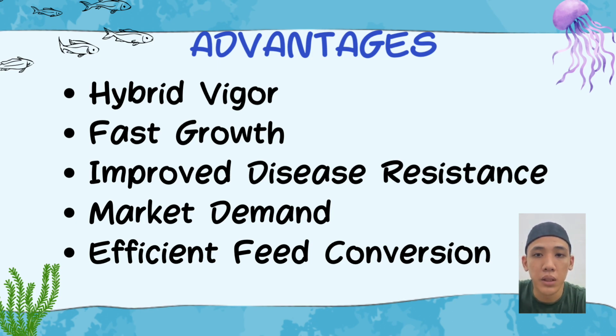And the last one is efficient feed conversion. Some hybrid grouper may demonstrate more efficient feed conversion, meaning they can convert the feed they consume into body mass more effectively. This can contribute to cost savings in aquaculture operations.